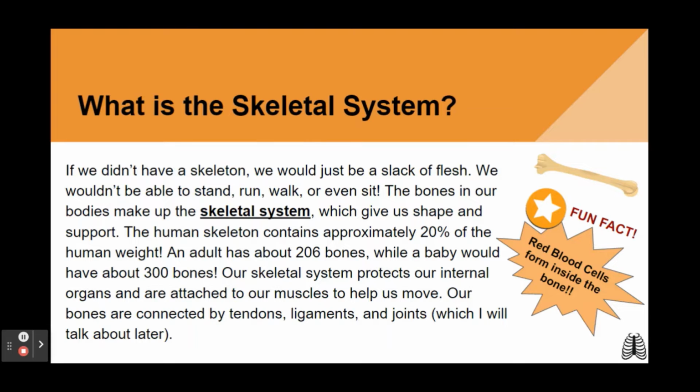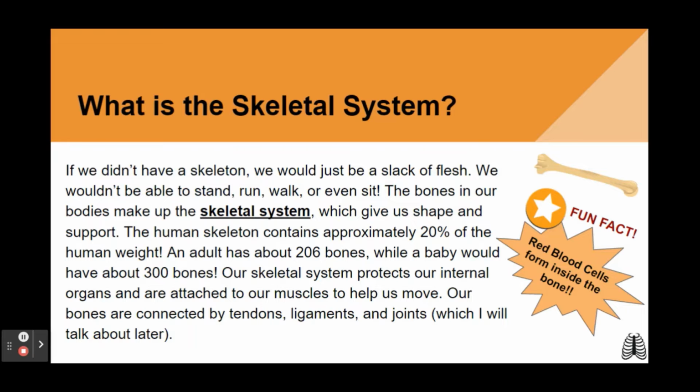An adult has about 206 bones, while a baby has about 300 bones. The reason babies have more bones than adults is that when you're a baby, you have many tiny bones. But as you grow older, those tiny bones combine and join together to form larger bones, which is why the number decreases.